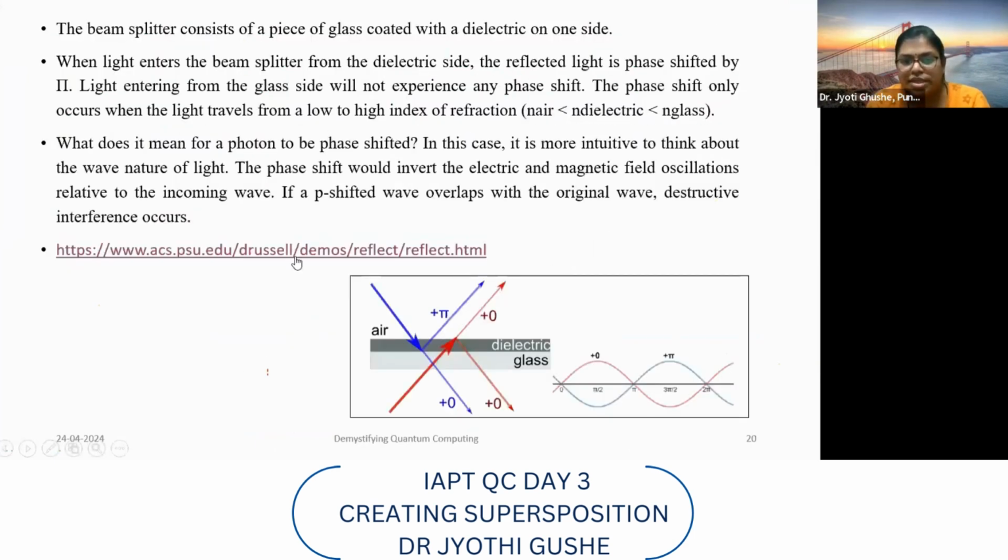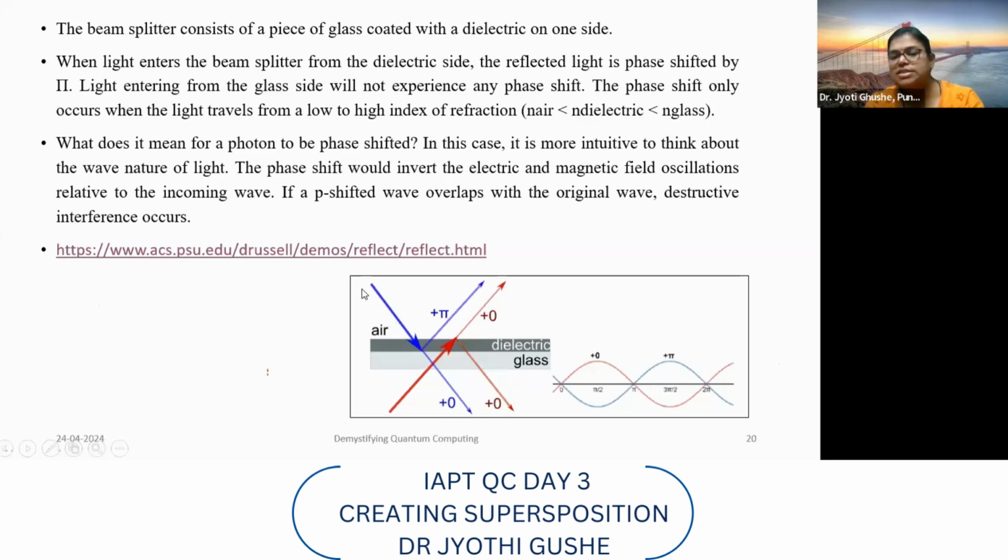So we are talking of the first beam splitter, which consists of a glass and, as I said, a dielectric medium over there. We are saying it is partially silvered. We are putting a coating on the glass. The coating is a dielectric medium, which is basically an insulator. You will learn more about it in higher classes. But for now, you have to just remember that the refractive index of air is less than the refractive index of dielectric, that is less than the refractive index of glass.